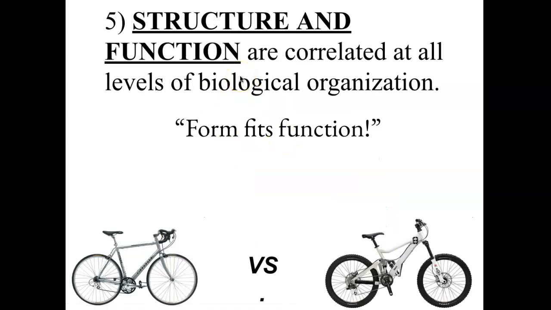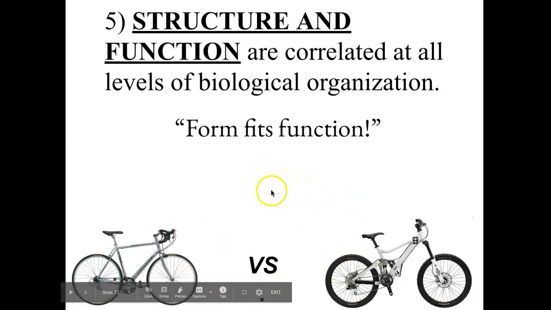The fifth theme, structure and function are correlated at all levels of biological organization. Form fits function. Structure leads to function. So that basically means that things have a certain form or a certain shape because that shape provides a very specific function. So this is true for biological levels, but it's also true for non-biology examples.